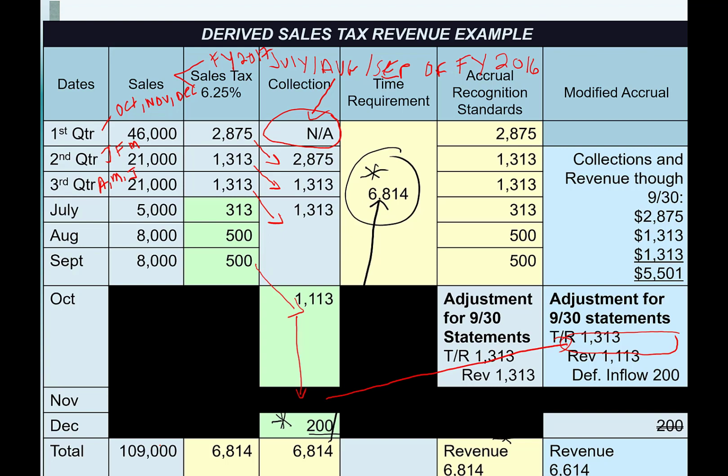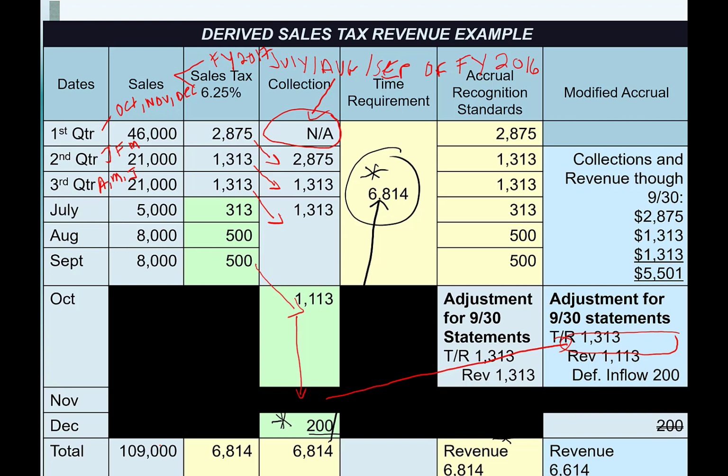And as I've said, we don't have to worry about eligibility for our derived revenue like sales taxes. If you have met eligibility but not time, then you take a deferred inflow, and we haven't met time because we have the 60 days. Okay. So this example is a little bit kind of hard to follow, okay?